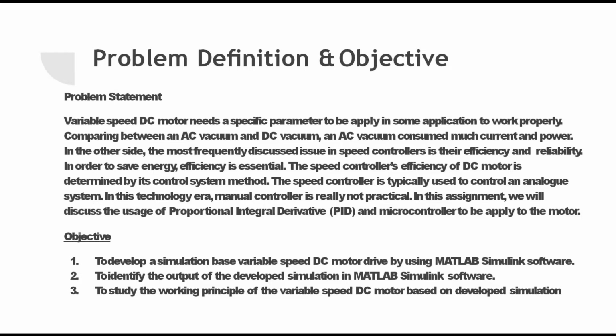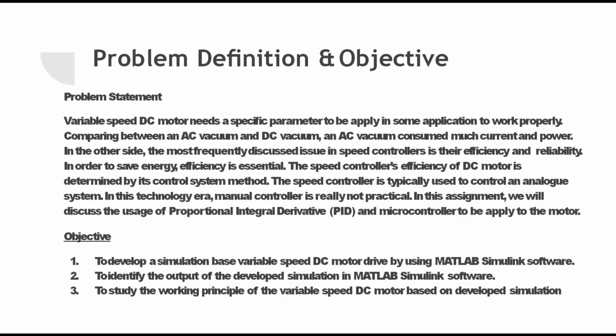So for problem definition and objective, first, the problem statement. Variable speed DC motor needs specific parameters to be applied in some applications to work properly. Comparing between an AC vacuum and DC vacuum, an AC vacuum consumes much current and power. On the other side, the most frequently discussed issue in speed controllers is their efficiency and reliability. In order to save energy, efficiency is essential.